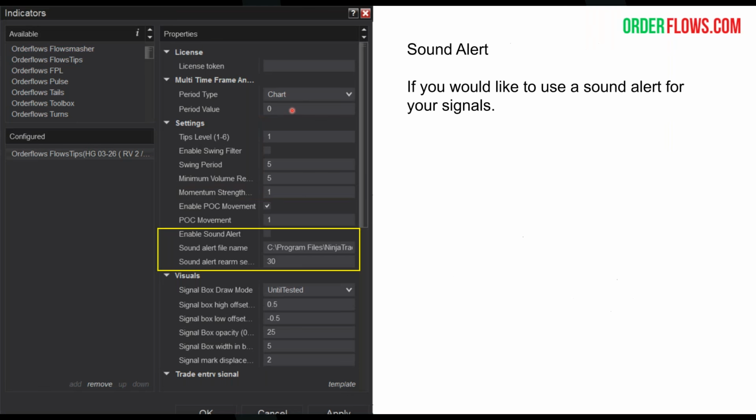Now you've got a sound alert. If you want to use sound alerts for signals, it's disabled by default. I'm not a big fan of sound alerts per se because, if you've got a lot of indicators running, and the market's moving quickly, and you've got a lot of charts open, you're going to get a lot of sounds going off, and it can be a little confusing. So those are the main settings.